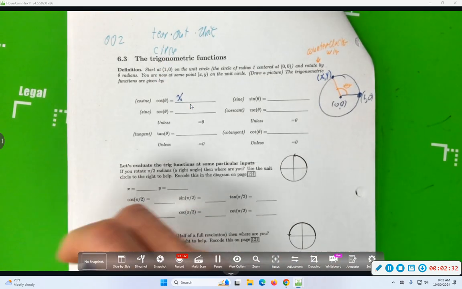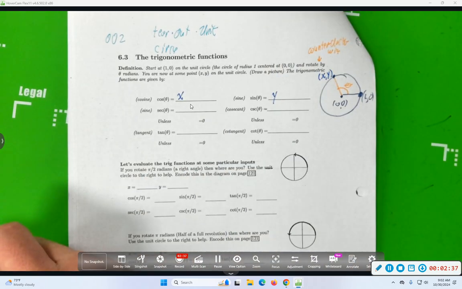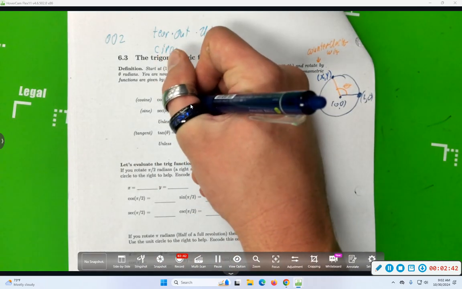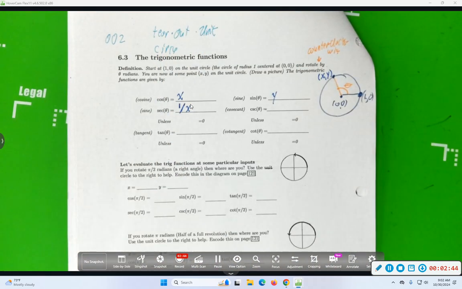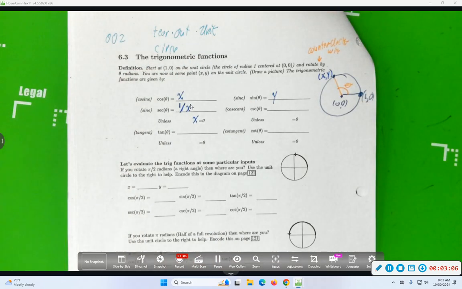The cosine just records that x value. The sine of theta records the y value. The secant of theta records the reciprocal of the x value, so 1 over the x value. Well, I guess there's a domain issue. If I need to divide by x, then what can x not be equal to? 0. I can't divide by 0. If the x is 0, then that's bad.